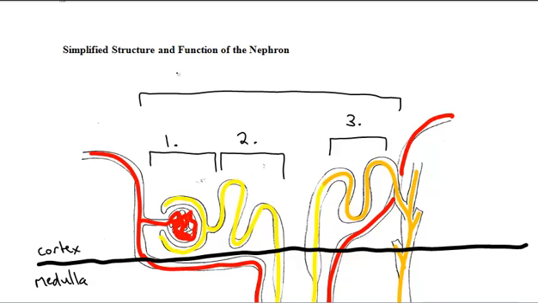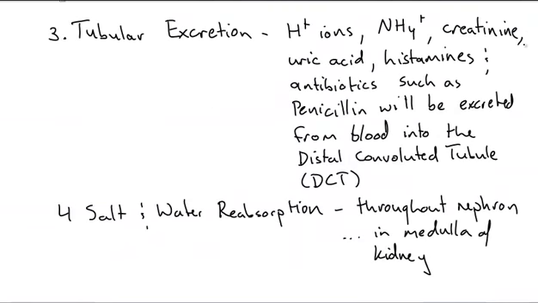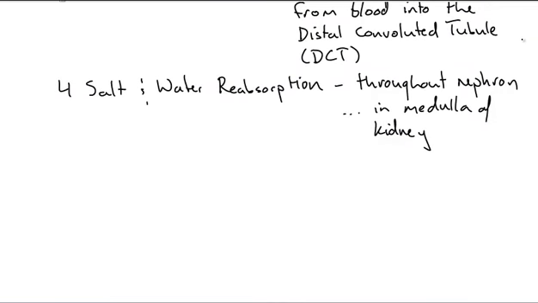Okay. So step four happens sort of across the nephron. And finally, we have step five, which is excretion, and that's going to happen in the collecting duct. So throughout the nephron and the medulla of the kidney, wherever salt goes, water will follow.